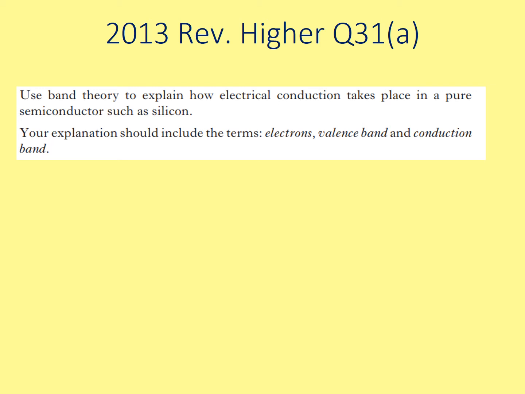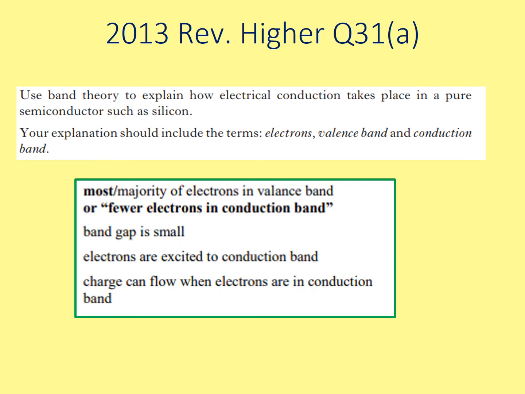2013 Revised Higher Question 31a. Use band theory to explain how electrical conduction takes place in a pure semiconductor such as silicon. Your explanation must include the terms electrons, valence band, and conduction band. Okay, so within a pure semiconductor material that is not doped, we have some conduction take place. And the reason why that takes place is because at room temperature, the majority of the electrons are in the valence band, and only a few are in the conduction band. However, the band gap is small, therefore electrons can be excited to the conduction band from the valence band.